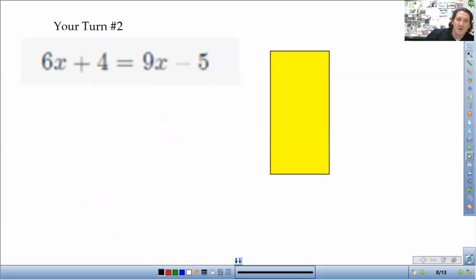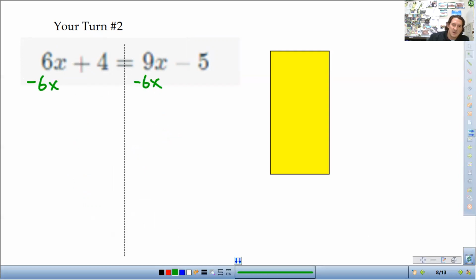So next one, try on your own. Try to use the smaller coefficient on the x, eliminate that one, and solve. So to solve this, the 6 is smaller than the 9, so I'm going to eliminate that. So I'm going to subtract 6x from both sides. Positive 6x minus 6x is 0, so that cancels out. All that's left over here is the 4 is equal to 9x minus 6x is 3x minus 5.